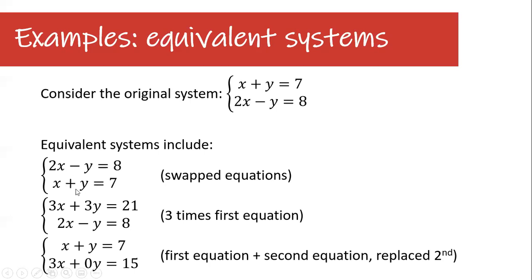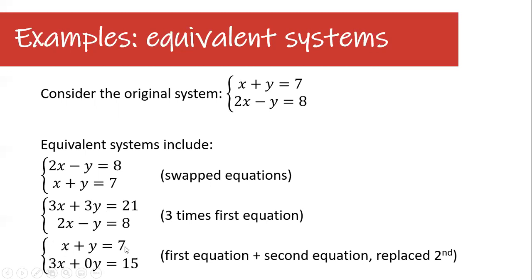Notice these are the exact same equations. We've just flip-flopped which one comes first. So that's totally valid. Now in the next system that we see, 3x plus 3y equals 21 and 2x minus y equals 8. Here we see that this last equation stayed the same, but the first one is simply 3 times that first equation up here. Totally valid, won't change our results.